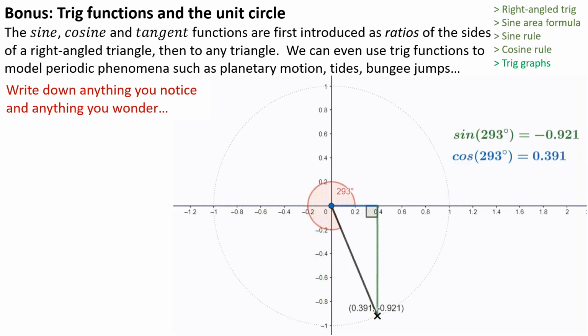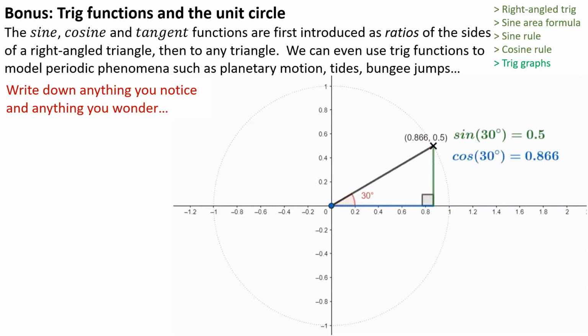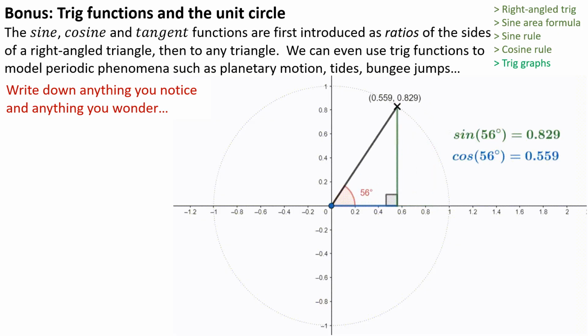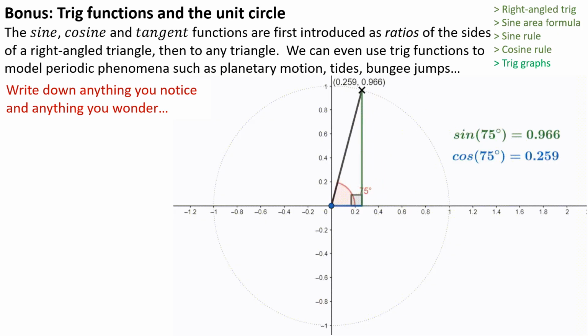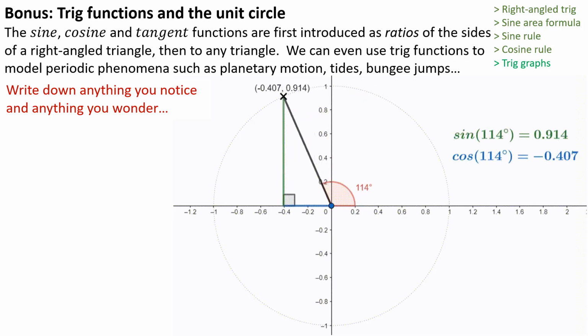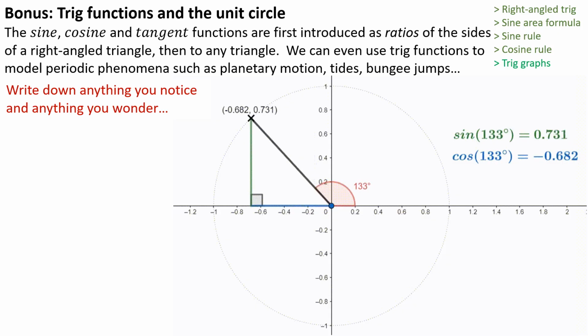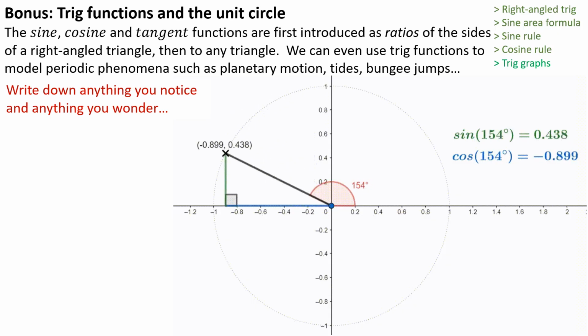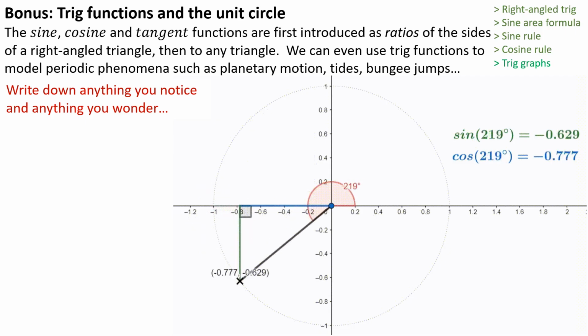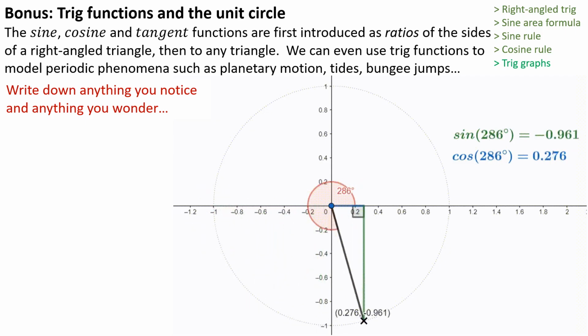Here is a diagram. We have a point moving around a circle. I'd like you to write down anything you notice about the point and anything you wonder. Things have been color-coded to help you a little bit. If the point is moving at a nice regular pace around the circle, you can see the rate at which the two numbers change. You can see the sign of the numbers, as in positive or negative.